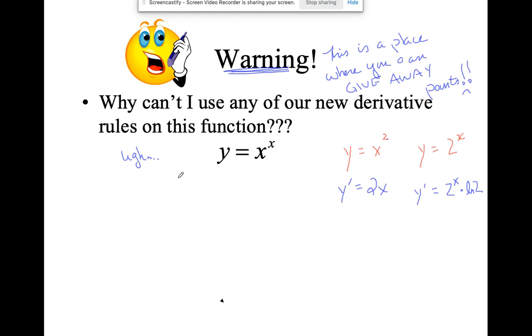You look at your list of rules, and you're like, all the rules I have so far, and I do hope you're keeping a list of rules. Of all the rules I have so far, does that fit any of them? And your answer is no. And I'm not going to make it better. There is no straight up rule for dealing with a function raised to another function. But there is a strategy.